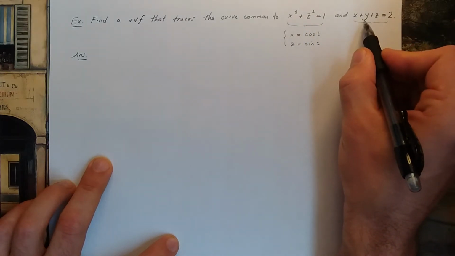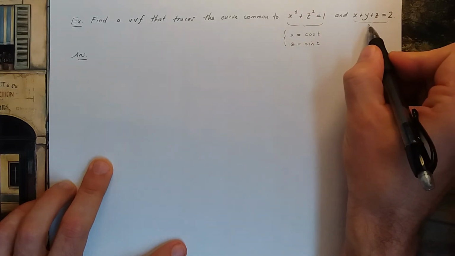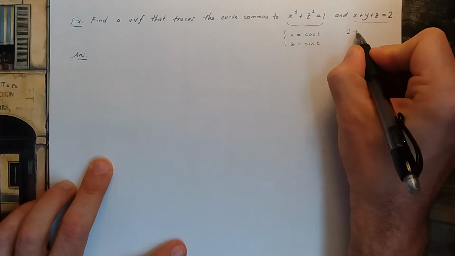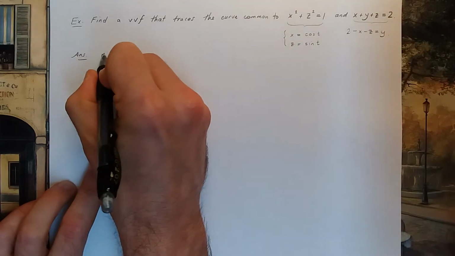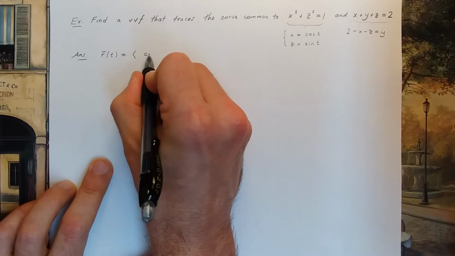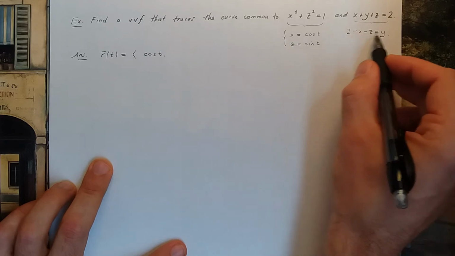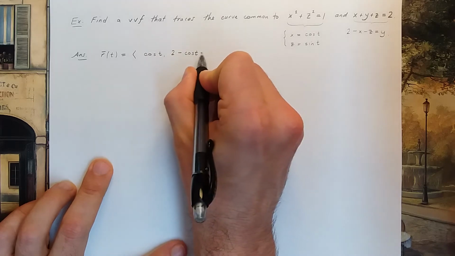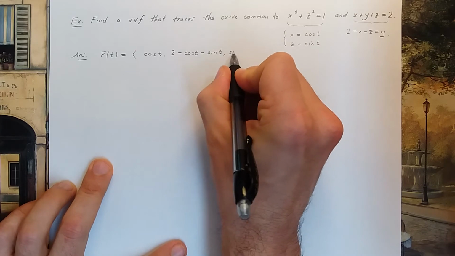Then I'm going to use these x and z equations in the equation for the plane and realize that this equation is equivalent to saying 2 minus x minus z is equal to y. So my answer is my vector-valued function where x is cosine t, z is sine t, and y is given by 2 minus cosine t minus sine t.